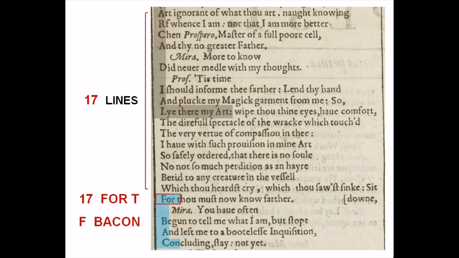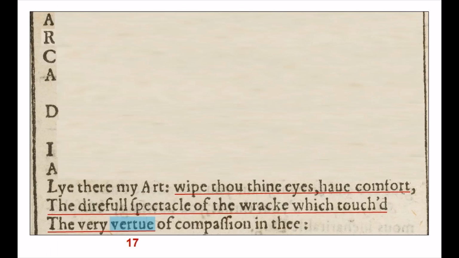The Arcadia message is 17 lines from the third 17-4T, which is also part of the F Bacon acrostic. So whose art lies in Arcadia? 17-4T or Francis Bacon? Or is it both? The answer might be found here. Notice there's a colon after the words, "Lie there, my art." I realize that if we start counting from here, 17 words later is the word virtue.